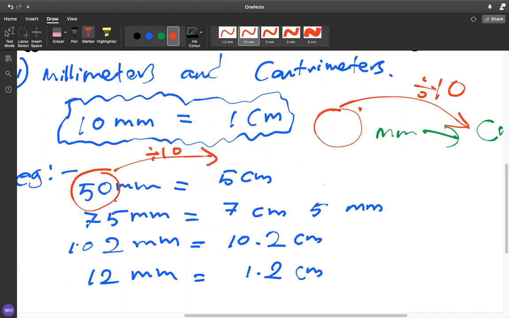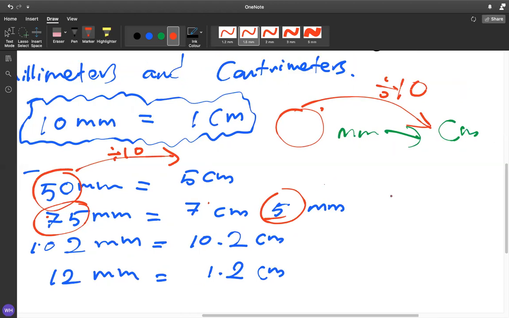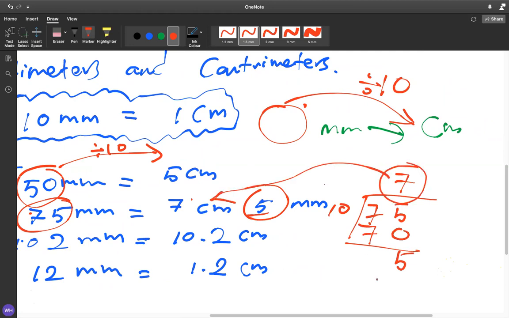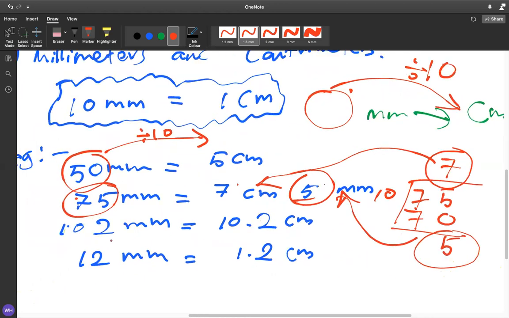Yes, good. And here you have 75. What you have done here, you have divided 75 by 10, right? So once you divide 75 by 10, you will get 7 as an answer and 5 as a remainder, which means this 5 is the number of millimeters. If you have 7, 7 times 10 is 70, and you have 5 remaining. This is the number of centimeters, and this 5 is the number of millimeters. Can you understand? Right? Similarly in here.